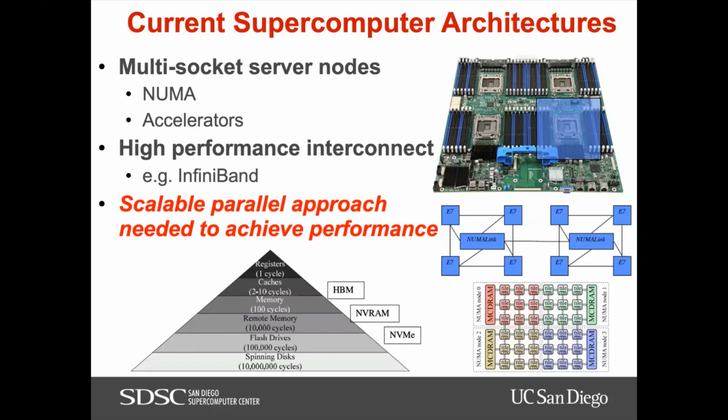So the pyramid there is basically showing something that goes all the way from registers, which are at a cycle level, and then caches, which are quite fast usually, going out to main memory, which might be on the order of 100 cycles, and then going to remote memory. That could be even slower, and then flash drives and spinning disks. So there's different levels of latency.